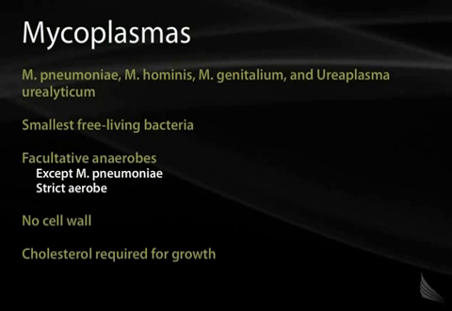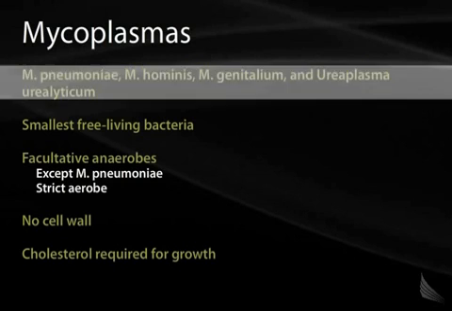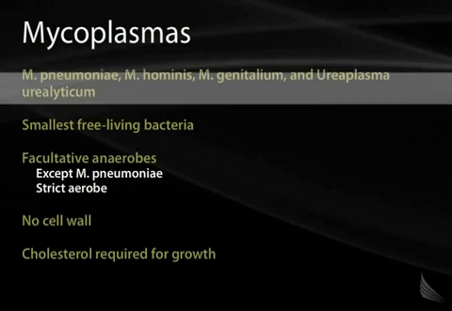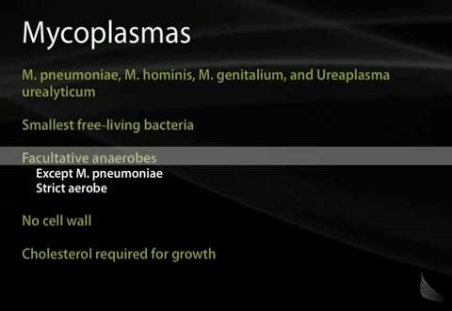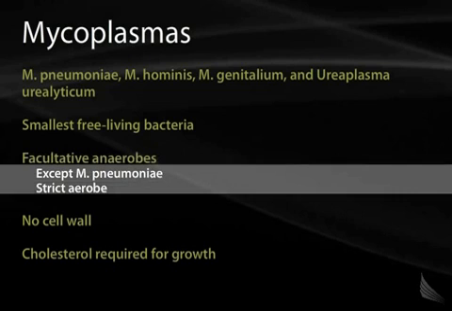Mycoplasmas are different from Mycobacteria. There are 4 species that you'll need to be familiar with: Mycoplasma pneumoniae, hominis, genitalium, and the associated Ureaplasma urealyticum. These are the smallest free-living bacteria known to man. They are facultative anaerobes, except for Mycoplasma pneumoniae, which is a strict aerobe.